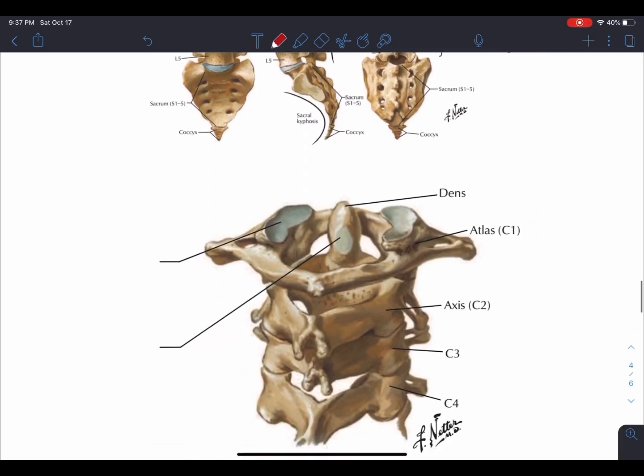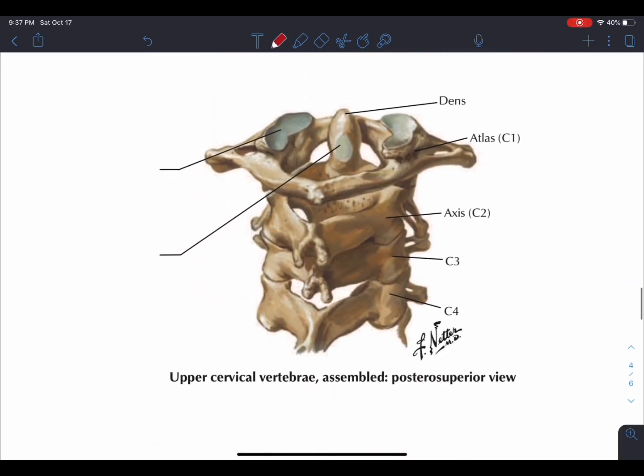And finally, we see the only two atypical vertebrae. The atlas articulates with the occipital bone of the skull superiorly and articulates inferiorly with the axis. The atlanto-occipital joint allows for flexion and extension of the neck. The atlanto-axial joint allows for rotation of the head as the atlas pivots around the dens of the axis.